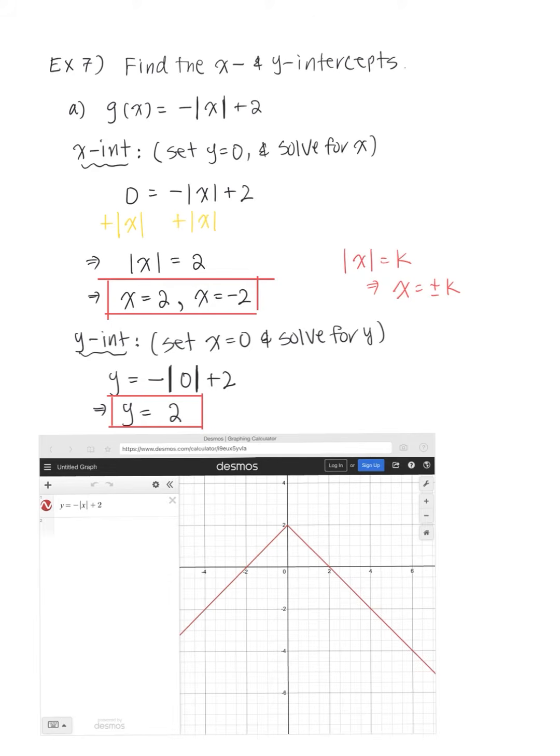So let's see if our answers are correct. We have the y-intercept at y equals 2. So that's right here, which is good to go. And our x-intercept is where the graph touches or crosses the x-axis, which is here, which is negative 2 and 2. So our answers are correct.